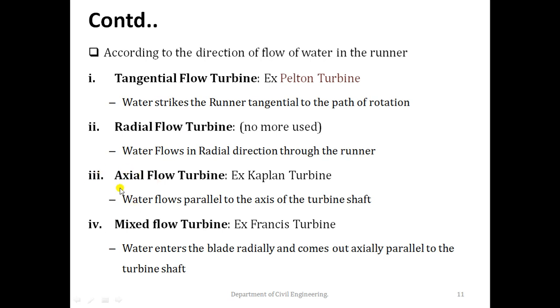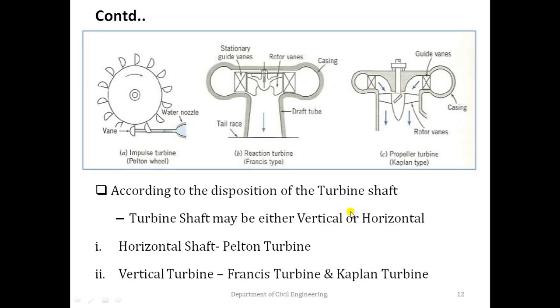The third one is axial flow turbine. The example for axial flow turbine is the Kaplan turbine. So here the water flows parallel to the axis of the turbine shaft. So this is Kaplan turbine. Here you can see that the water is hitting the runner of the turbine in such a way that it is parallel to the shaft of the turbine.